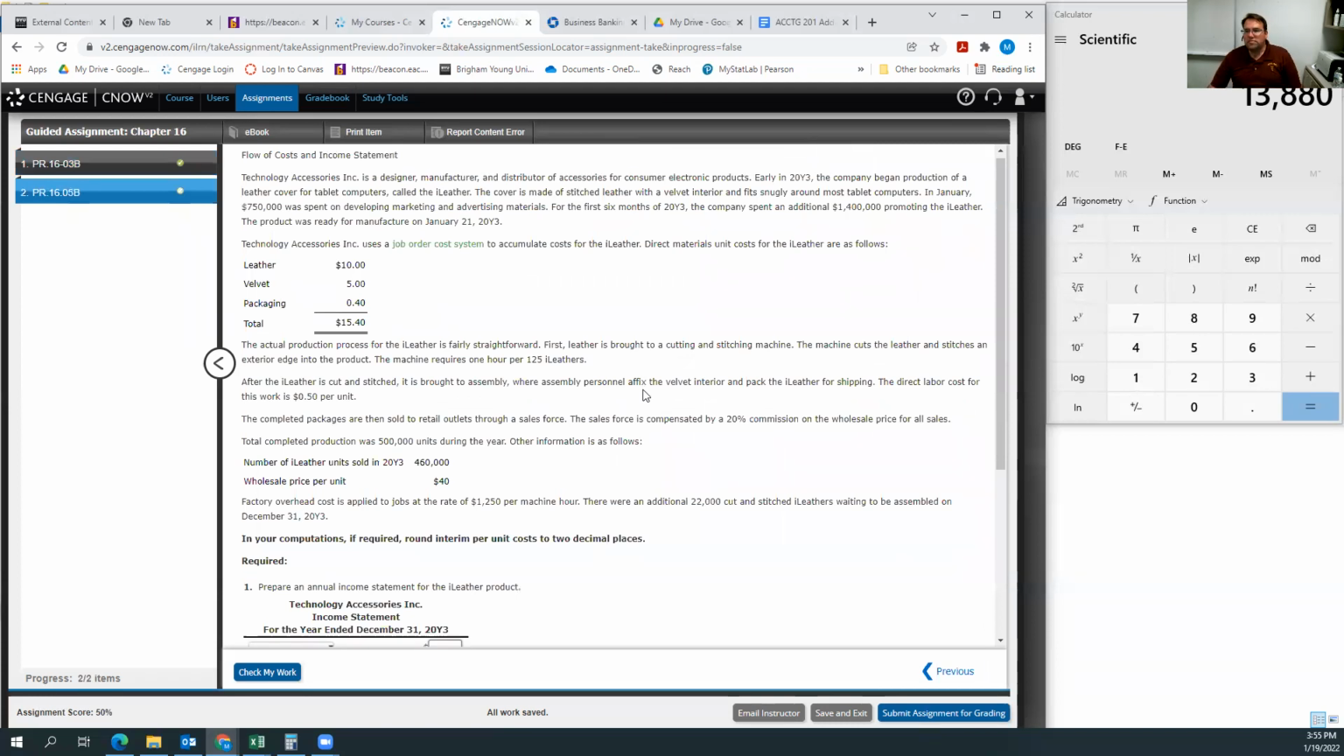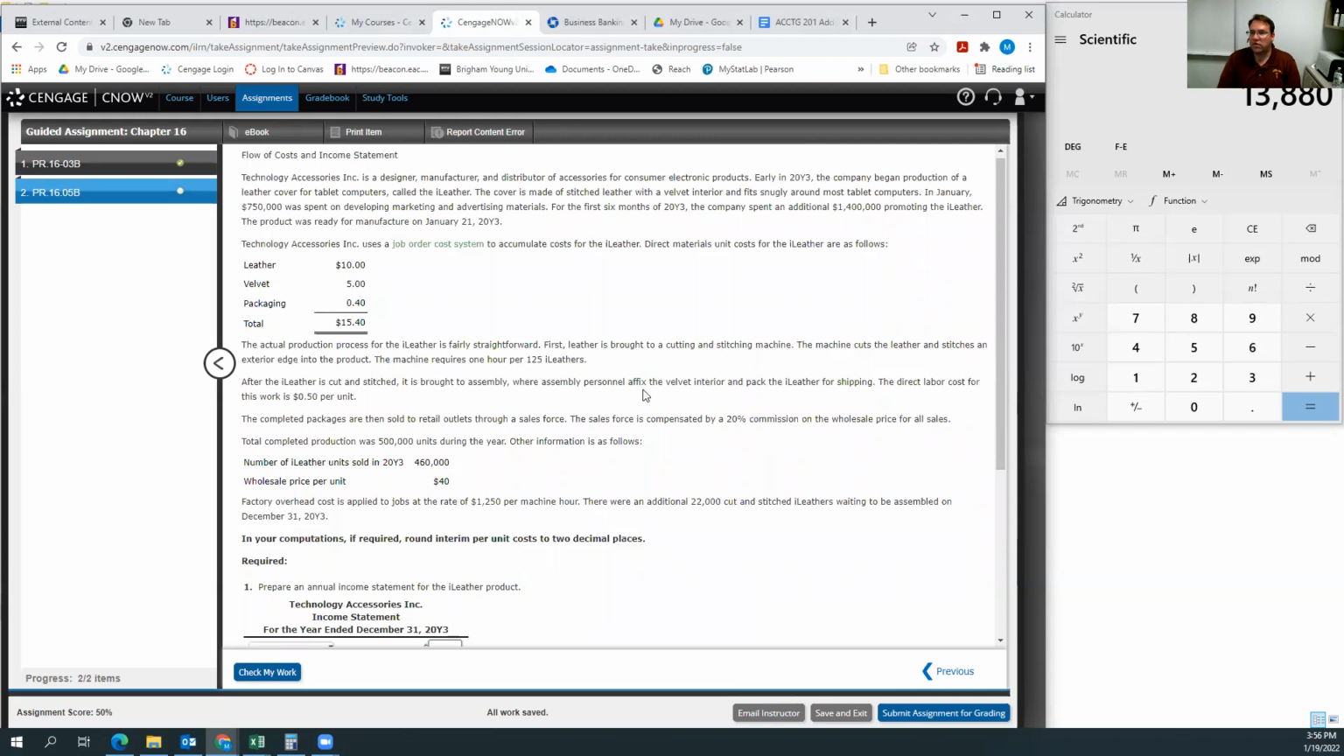So the second problem, Technology Accessories Inc. is a designer and manufacturer and distributor of accessories for consumer electronic products. Early in 2013, the company began the production of a leather cover for tablet computers called the iLeather Original. All right, this cover is made of stitched leather with a velvet interior and fits snugly around most tablet computers.